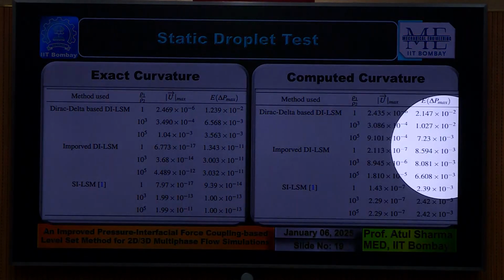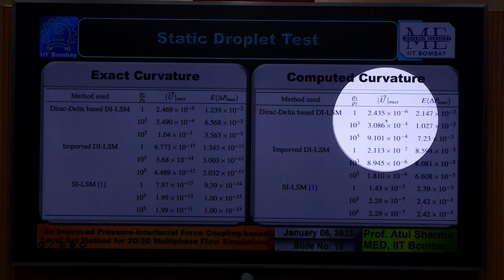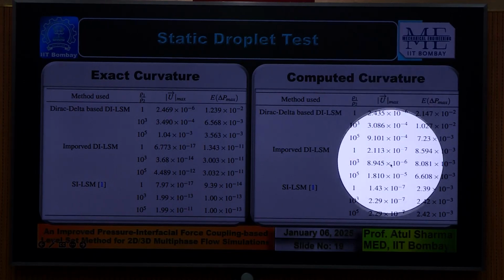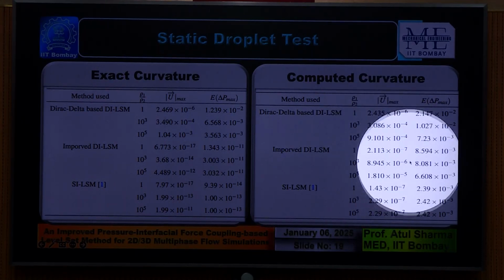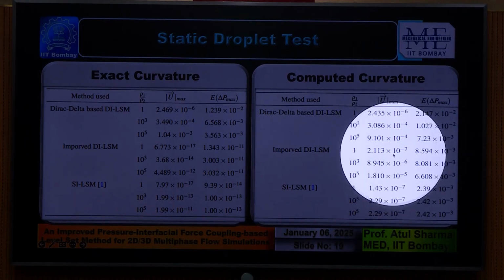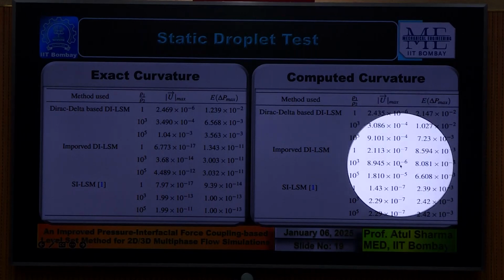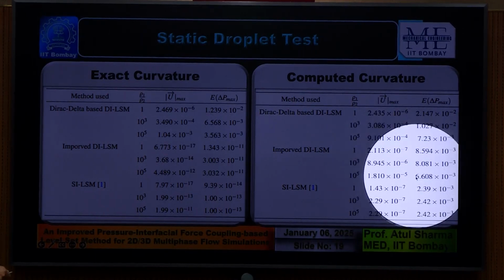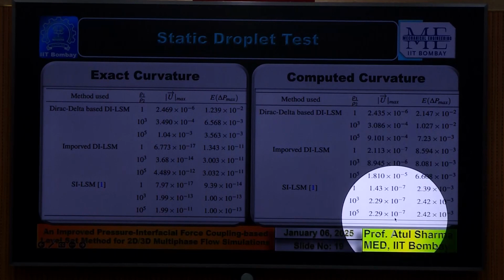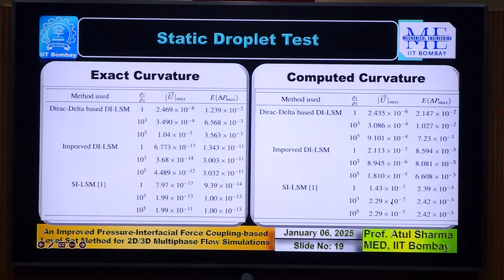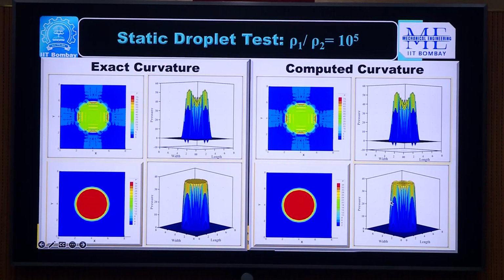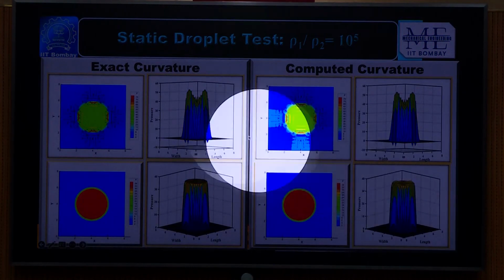However, in the computed curvature case also, the maximum velocity between traditional diffuse interface and the improved, here you have a remarkable improvement, but here there is an improvement, but not that big. But this is close to that for the sharp interface level set. We have plotted graphs for comparing these errors also.